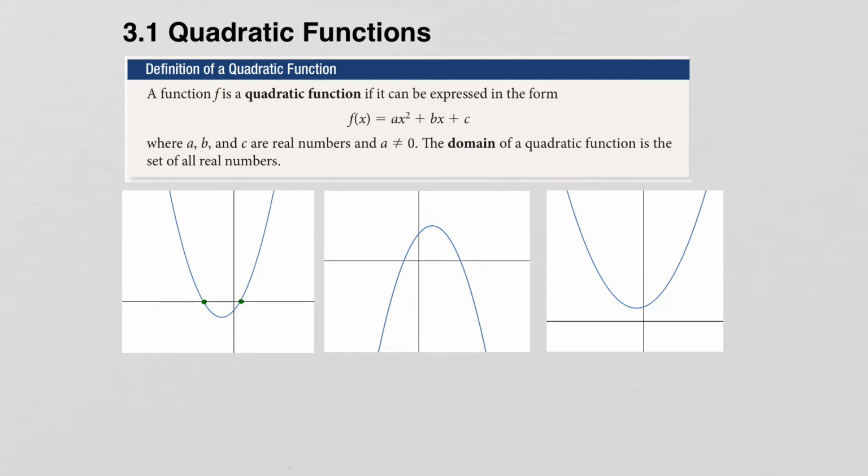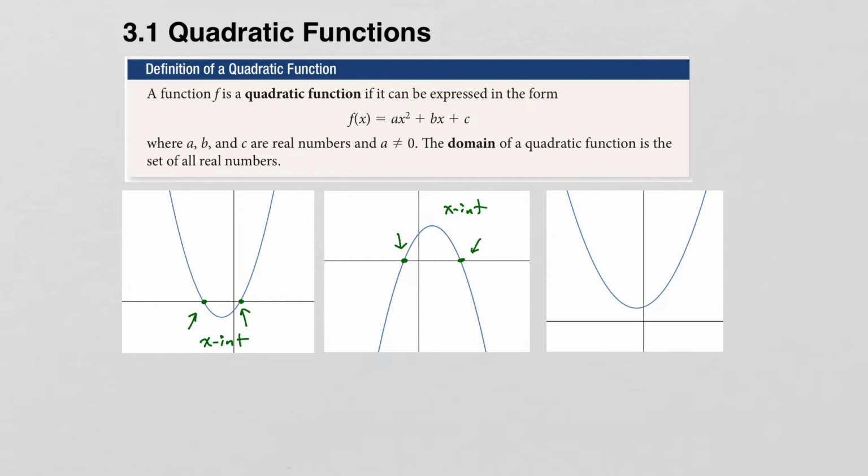Quadratic functions will typically have 2 x-intercepts. So we can see that we have x-intercepts here for this one. And for this next one, you can see that you have x-intercepts here. But they don't have to have x-intercepts. And you can see in this third example that it does not cross the x-axis.